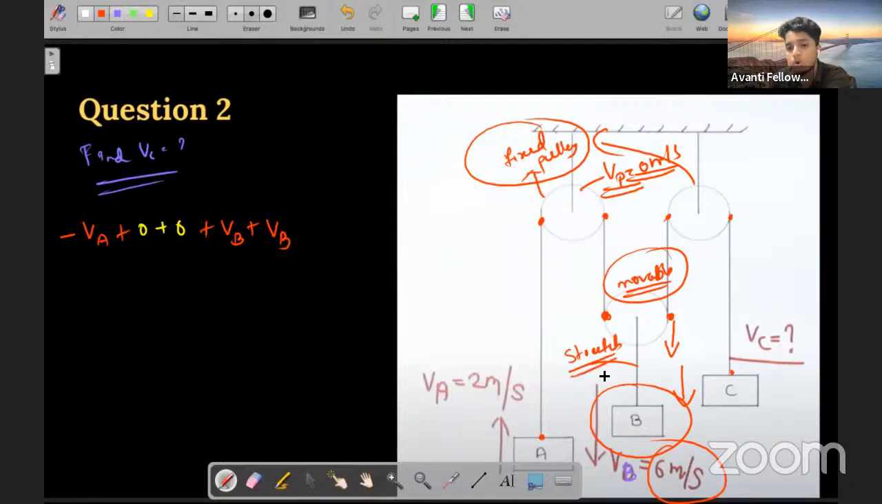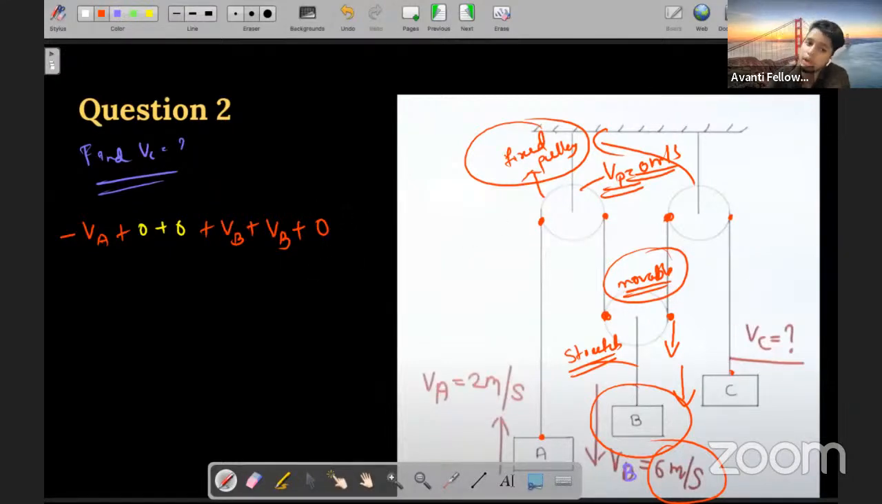Stretch. Yes or no? Or elongate, basically. If that is the case, can I write VB plus VB? Yes or no, students? Let me know in the chat. Now, along this, over here, this is also 0 because this pulley is fixed. Now, students, we want VC.